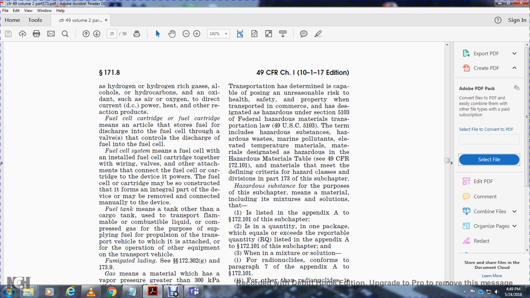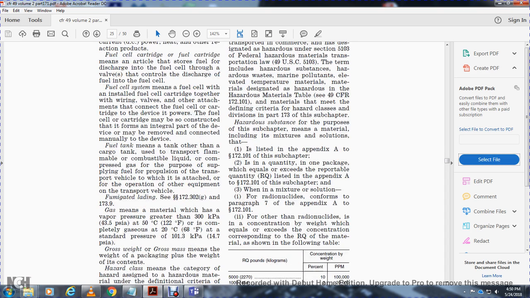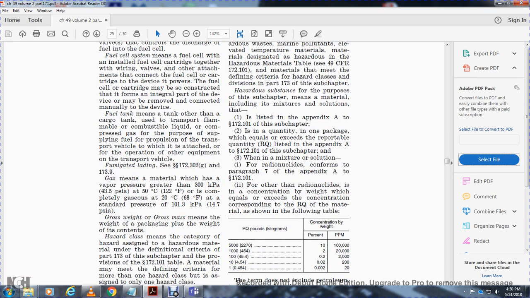Hazardous substance means material that has met the class of defined criteria with the hazard class or division of part 173 of the subchapter, and for the purpose of the subchapter means the material, including mixtures and solutions, listed in appendix A of 172.101 of the chapter, and the quantity in one package equals or exceeds the reportable quantity listed in appendix A of 172.101 of the chapter. When the mixture or solution is of radionuclides, conform with paragraph 7 of appendix A 172.101. For other radionuclides, the concentration by weight equals or exceeds the concentration required by the reportable quantity, with the material shown in the following table.